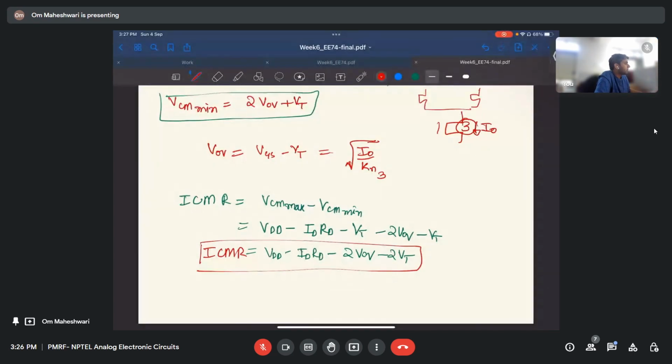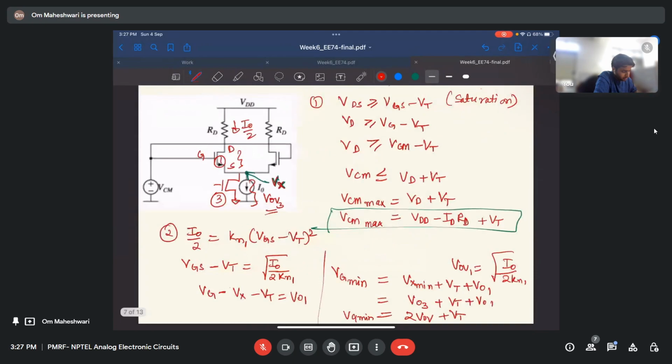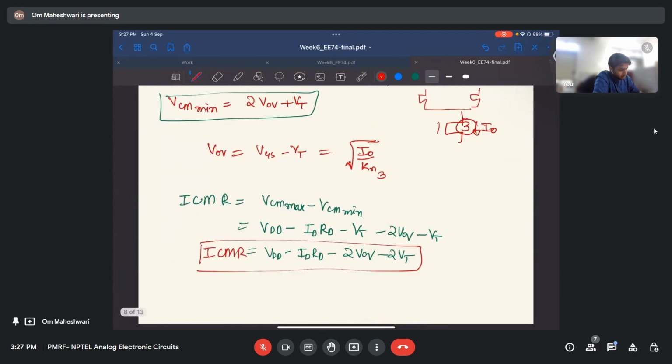So what is the VOV value, sir? It's Vx, right? Yes, Vx, we consider it here. It is the same as VOV, and we can find it by this. We know the current I naught through this, and we also know the Kn of this device. It was 66 millisiemens per volt. So we can find this VOV and put it here, and we will get the ICMR.